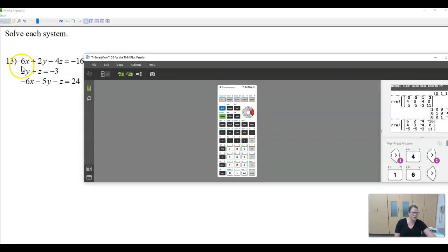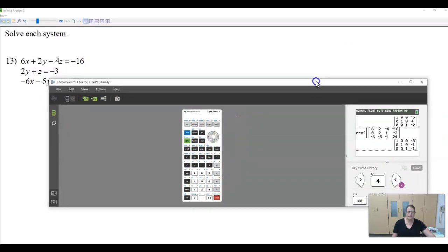And then notice my x term is missing here, so I put a 0 where x is, and then a 2, and then a 1, and -3. And then on my third row, I got -6, -5, -1, and 24. Oops, not 214. That, there we go, and then hit enter, and let's look at what we got.